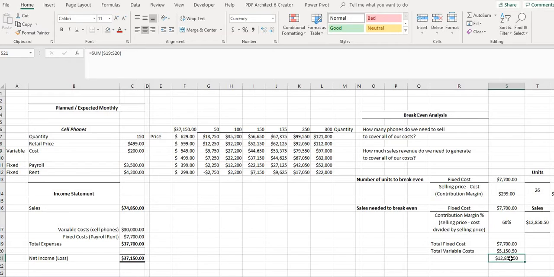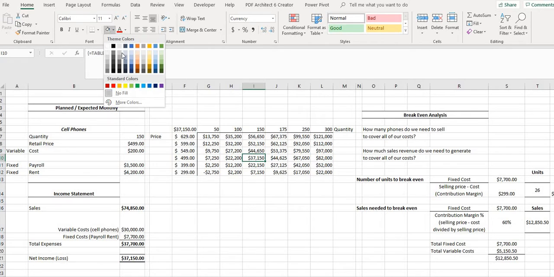So now that we know that we have to have at least $12,850 sold, we know that anything in this area here, we're not going to break even. Let me give you an example. $37,150 was our planned. So anything less than $12,850, we're at a loss.